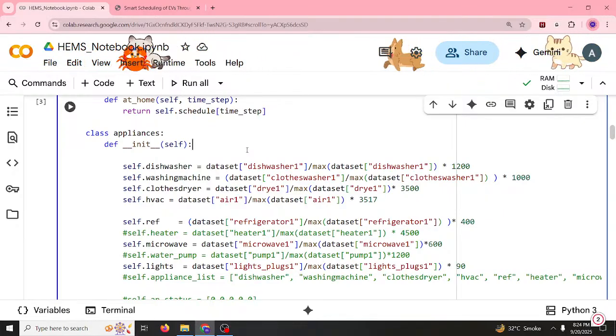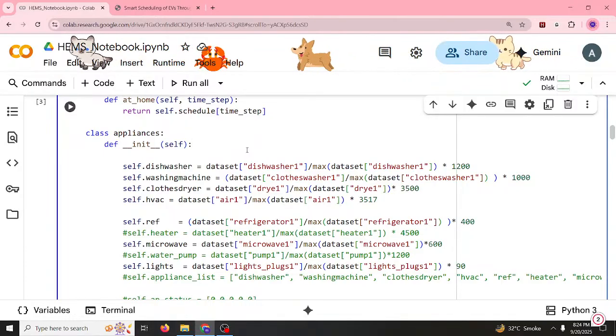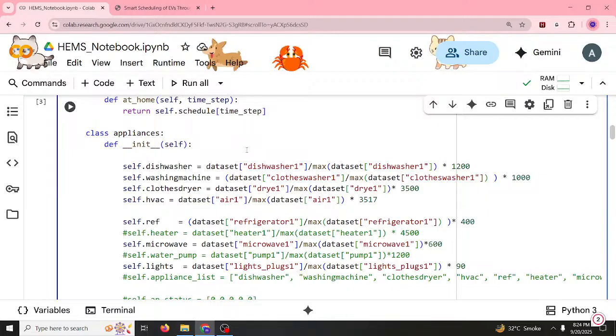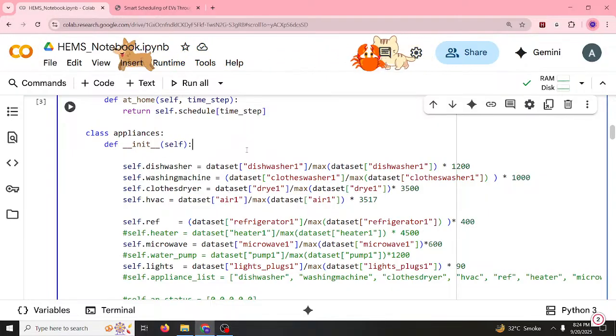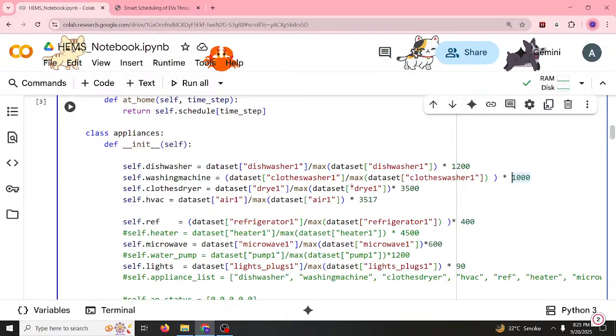For that we are taking some data set, taking their patterns and then making them realistic in terms of energy consumption. To make it realistic, we are multiplying by a kilowatt factor: usually 1.2 kilowatt for dishwasher, 1 kilowatt for washing machine, 3.5 kilowatt for cloth dryer and 3.5 kilowatt for HVAC. I got these somewhat standard energy ratings for these different appliances from the internet.